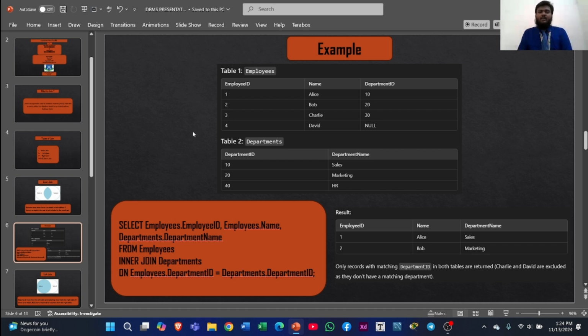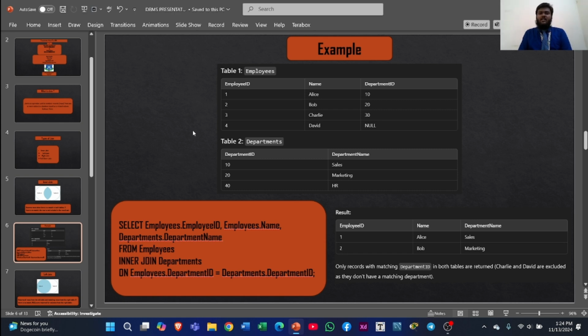here are two tables. The name of table 1 is employee and the name of table 2 is department. In table 1, the attributes are employee ID, name and department ID. And in table 2, the attributes are department ID and department name. In both tables, the department ID is common. So the department ID is the primary key.